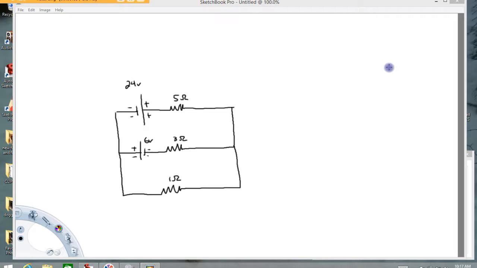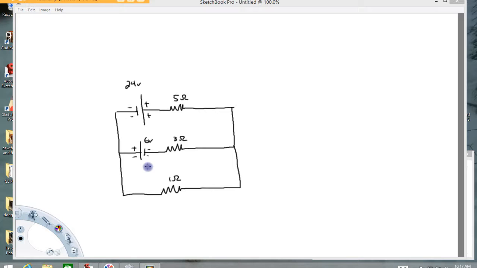The purpose of this video is to go through how to write a system of equations for a circuit. We're going to take a look at this example where we've got this circuit driven by this 24 volt battery. We've got a 5 ohm resistor here, a 3 ohmer here, a 1 ohmer here, and another 6 ohmer that I threw in just for fun.